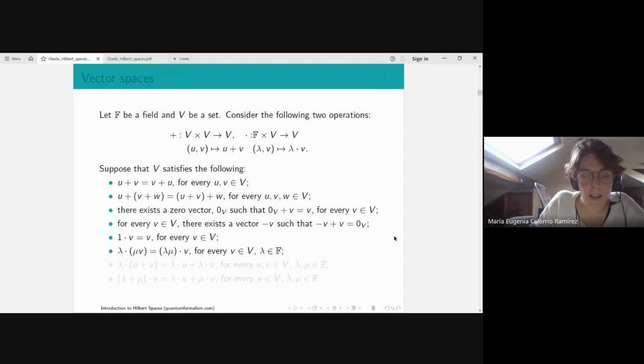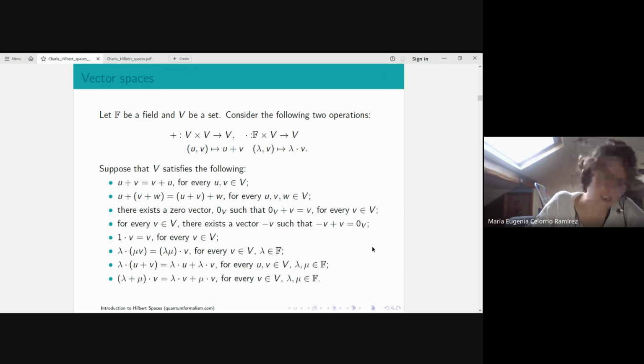The scalar multiplication is the same whether we multiply by a scalar and then by another, or do the multiplication first and then multiply by the vector. It is distributive with respect to the addition in the set V. And also the addition in the field is distributive with respect to the multiplication in the set V.